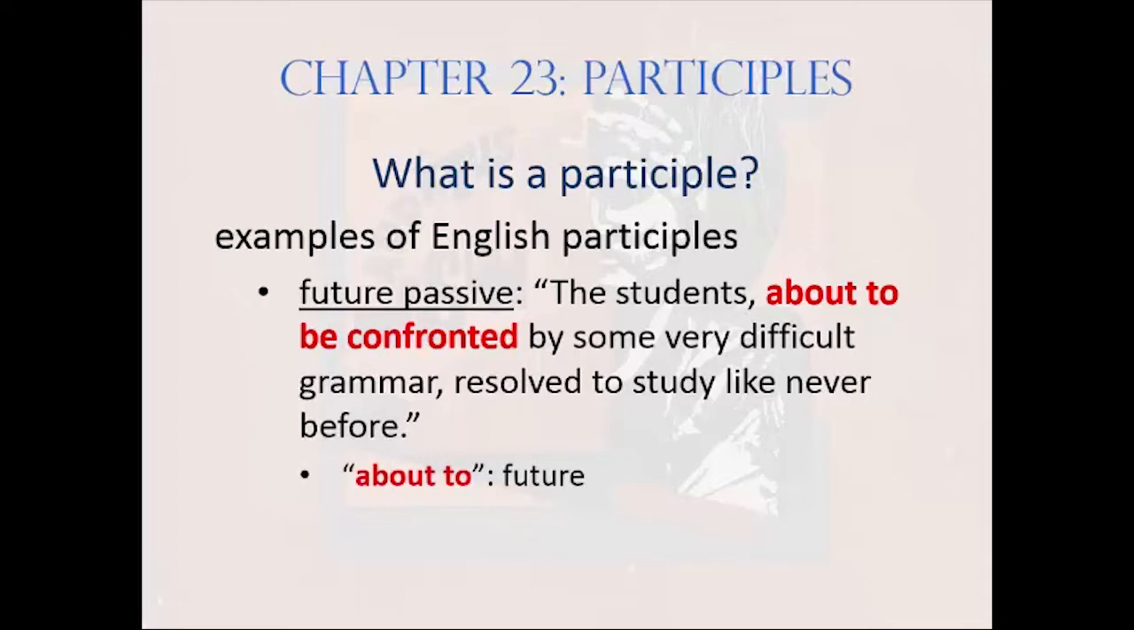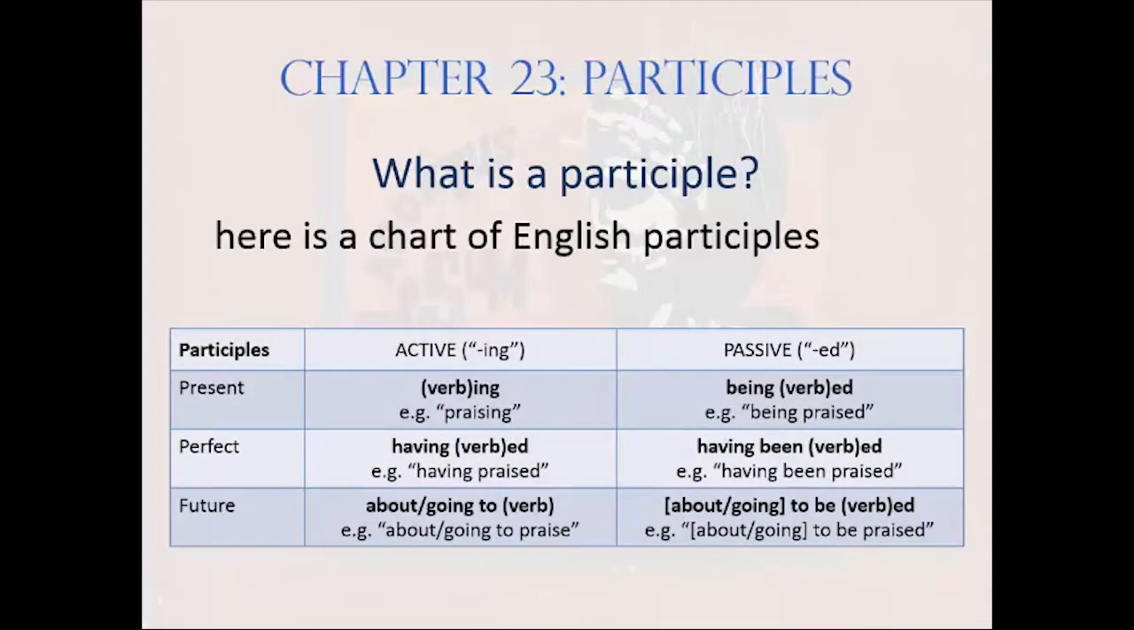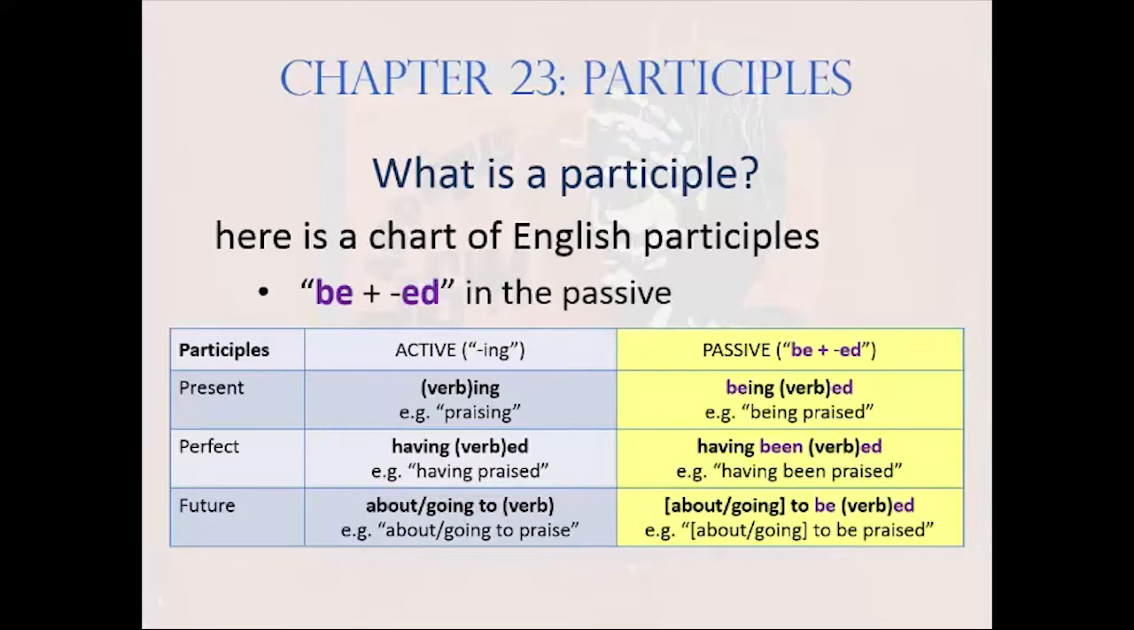About to shows that the participle is future, and be shows that it's passive, and, like passive forms, expects an agent, by some very difficult grammar. Here are all those participles, active and passive, present, perfect and future, in chart form. Note the use of -ing in the active forms: verbing, having verbed, going to verb. The passive forms use instead a form of be plus -ed: being verbed, having been verbed, going to be verbed.